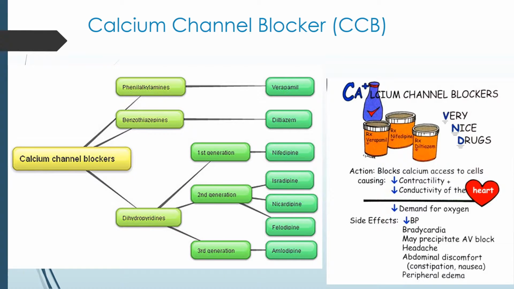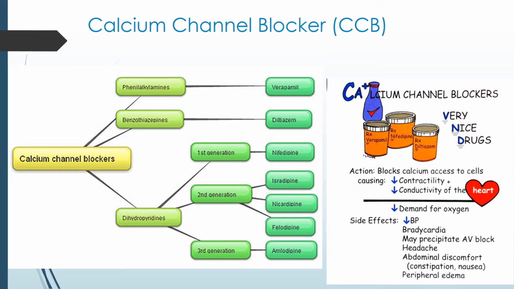Under CCB, there are a few subgroups. The first one is our phenylalkylamine, which is verapamil. We have benzothiazepines such as diltiazem, and of course dihydropyridines. There are 3 generations of it. Our verapamil basically blocks both activated and inactivated L-type calcium channels, and since it can cause peripheral vasodilation, it may be beneficial in hypertension. Do note that verapamil can induce an AV block when used in large doses or in patients with AV nodal disease.